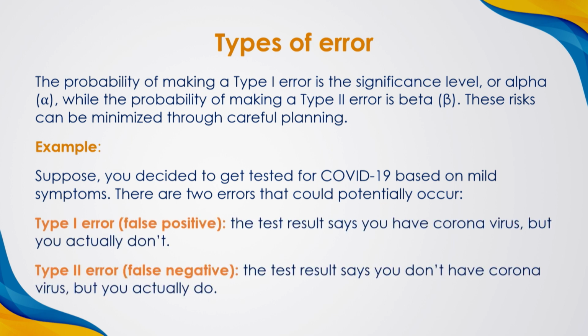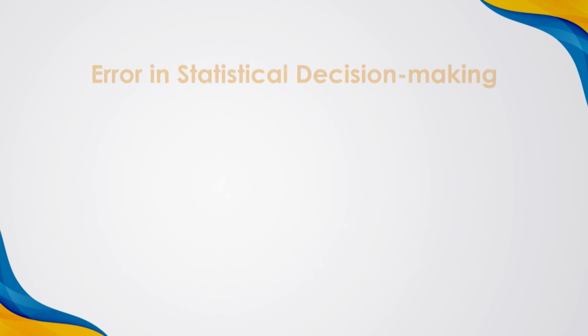Type 1 error is also called false positive. The test result says you have coronavirus, but you actually do not have. Type 2 error is also called false negative. The test result says you do not have coronavirus, but you actually do.